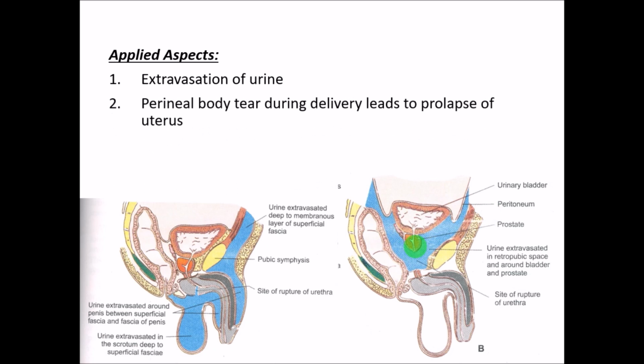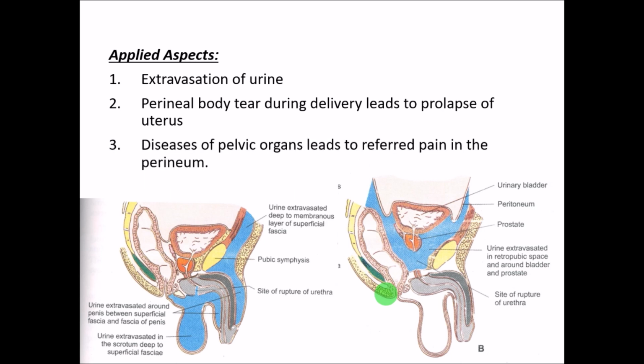The second is the perineal body tear during delivery, which leads to prolapse of the uterus. As I said, the perineal body is an important muscular structure between the urogenital diaphragm and the anal triangle, that is between the anal opening and the vaginal opening, where all the muscles come and join together. If there is a tear in this perineal body during delivery, or in case of any mismanagement during the forceps delivery of the newborn, it leads to prolapse of the uterus.